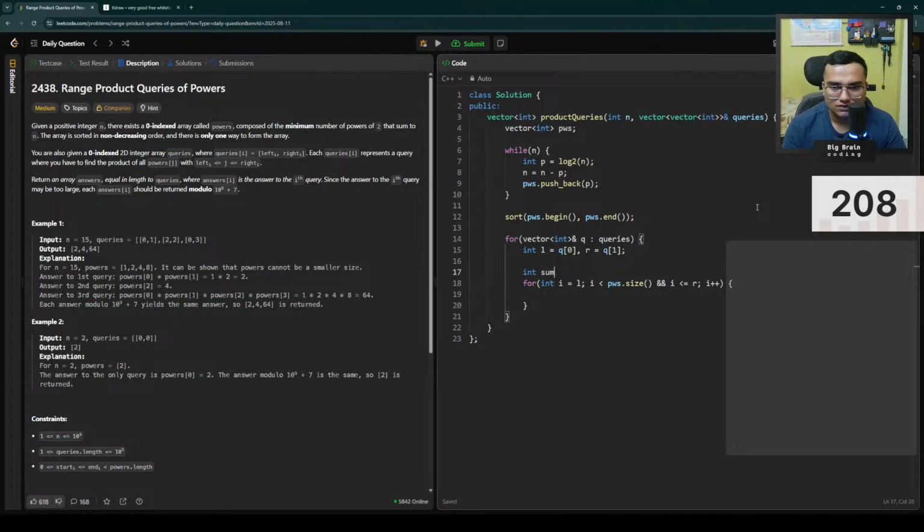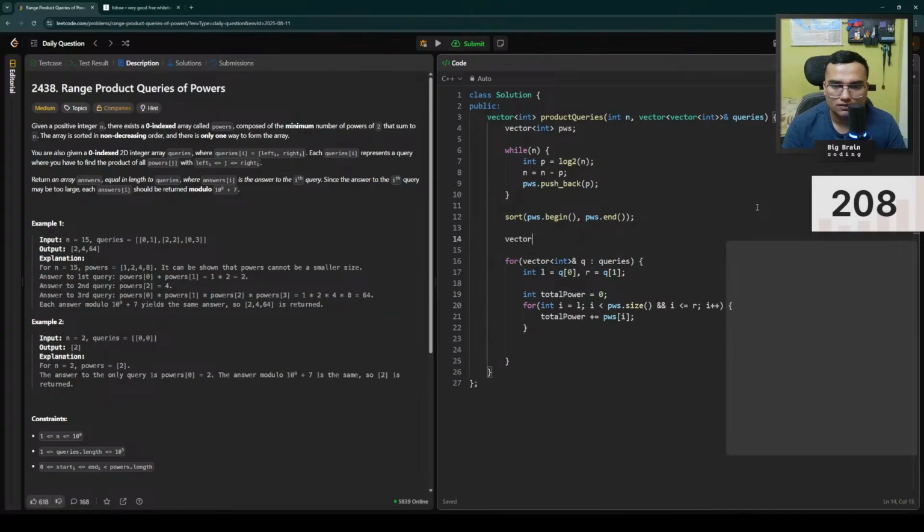int total power equals 0, total power plus equals pws of i, right? And in the result array, we simply push that: result.push_back power of 2 total power.